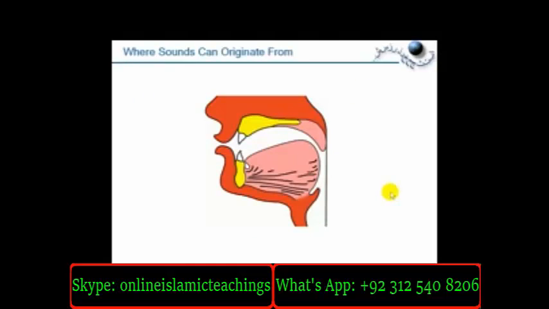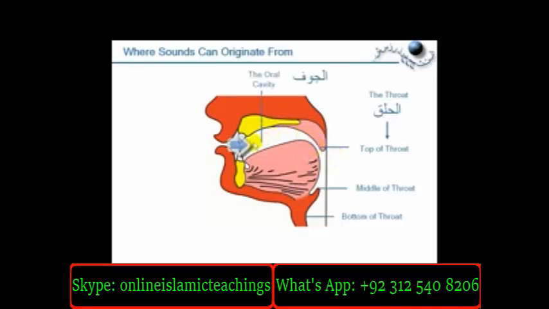So this is high level. The first place is the throat, i.e. your air passage, known as al-halq. We can divide this into the bottom of the throat, the middle of the throat and the very top of the throat. The second place is the oral cavity, that's the space between the tongue and the roof of the mouth, known as al-jawf.